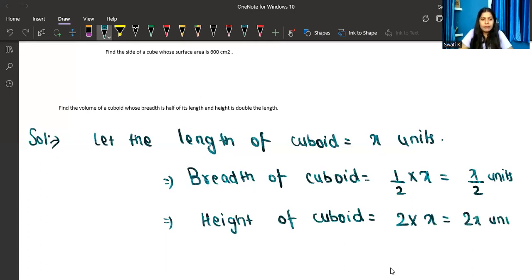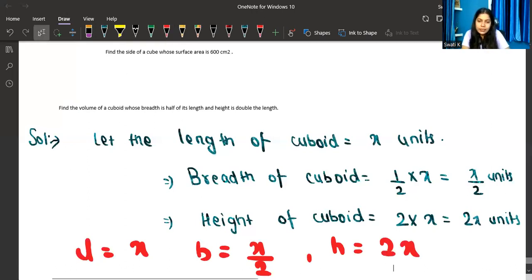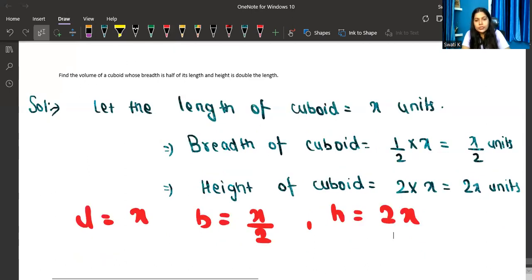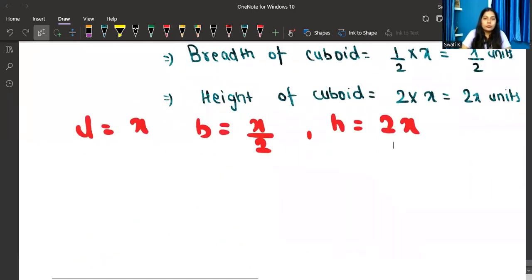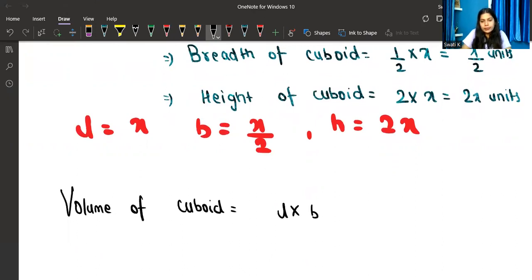So now we have to find the volume of the cuboid, and we have the length, x units, the breadth, x by 2 units, and the height, 2x units, right? When we are given length, breadth, and height, we can just use the formula: volume of a cuboid is length into breadth into height. Length is x, breadth is x by 2, and height is 2x.